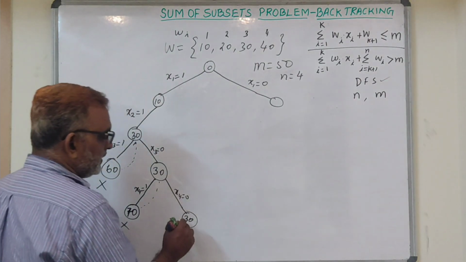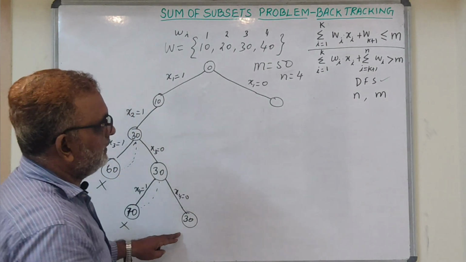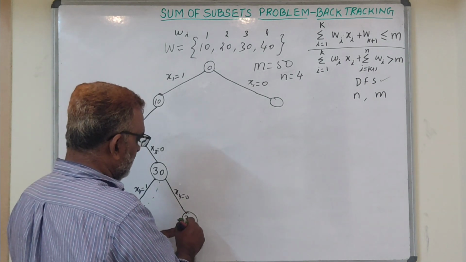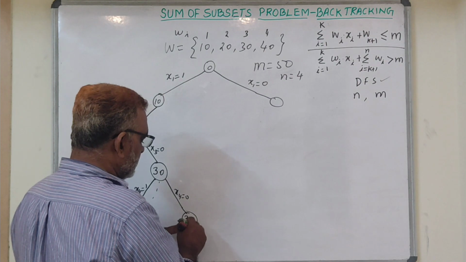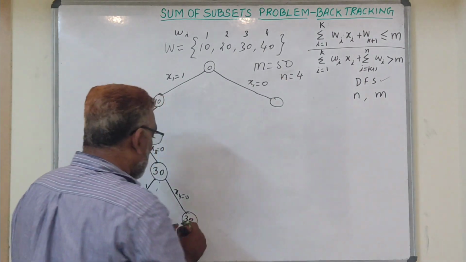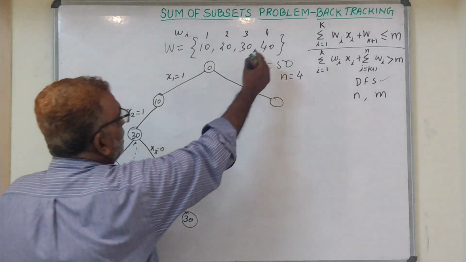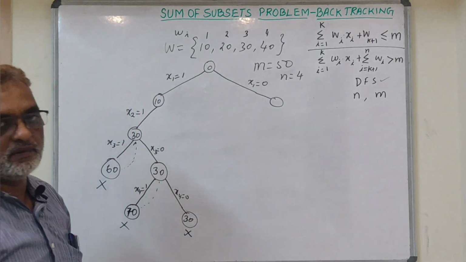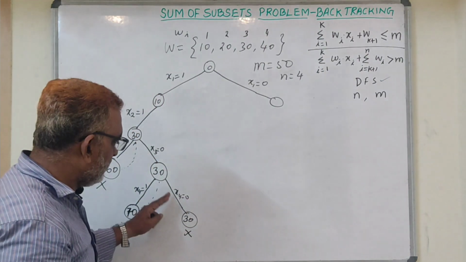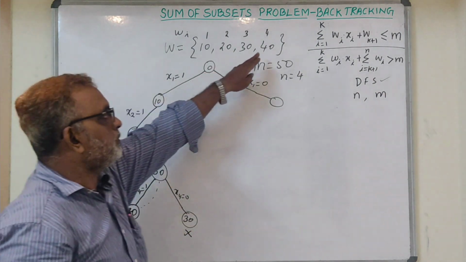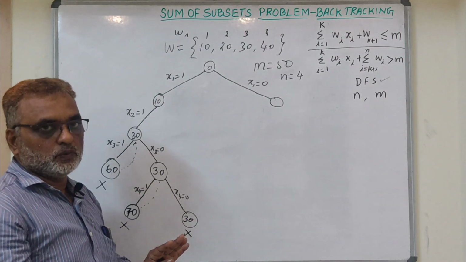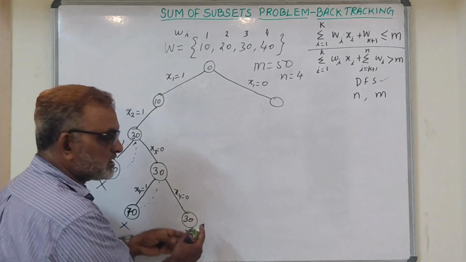So here the value of 30 is lesser than the required value. But again, we don't have any more value to proceed, so here it terminates. We don't have any more value, so up to x4 we explore. No more value to continue.